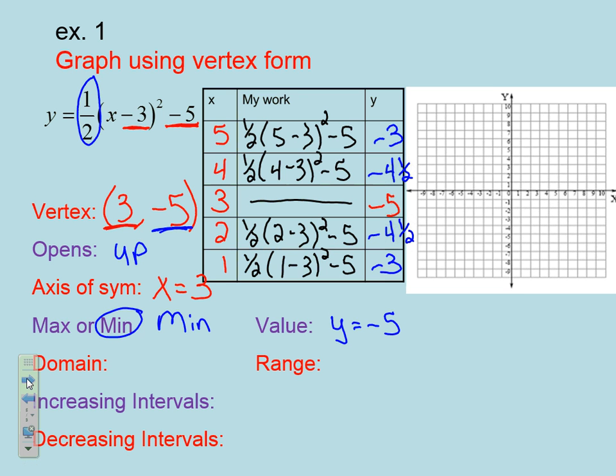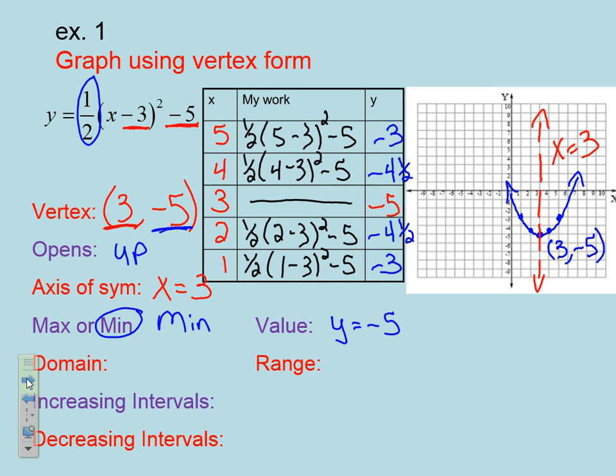Now I can graph this. So I'm at 3, -5. 4, -4.5, 5, -3, 2, -4.5, 1, -3. Put this together. We're going to have our nice parabola here. Label our vertex 3, -5. Put in our axis of symmetry, which cuts it in half right here, a nice dotted line. X equals 3.